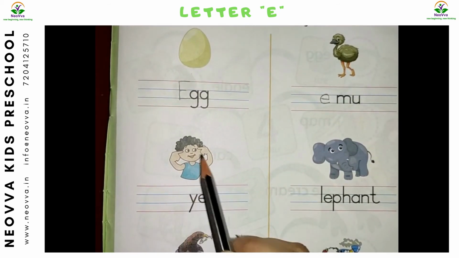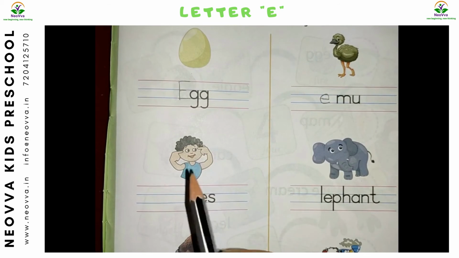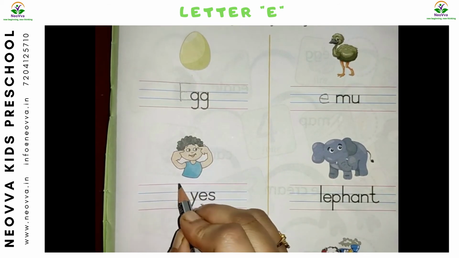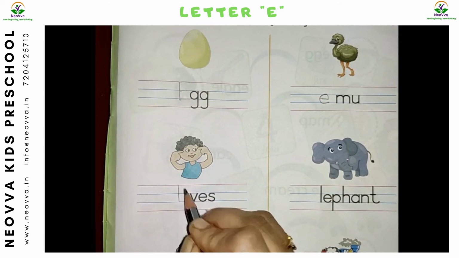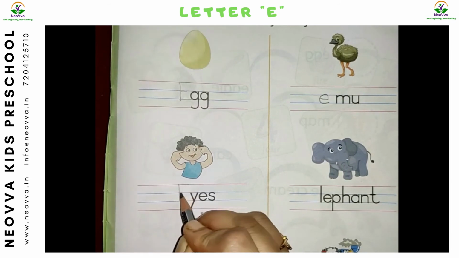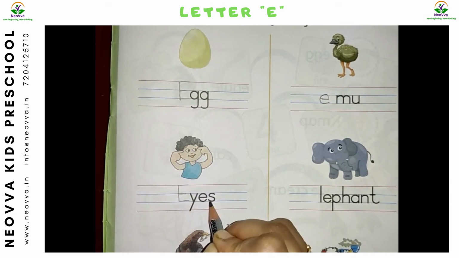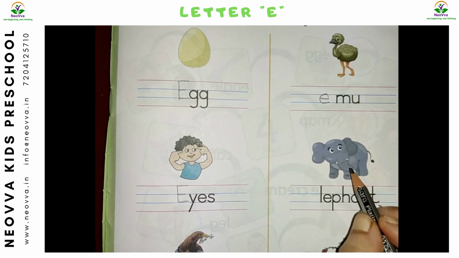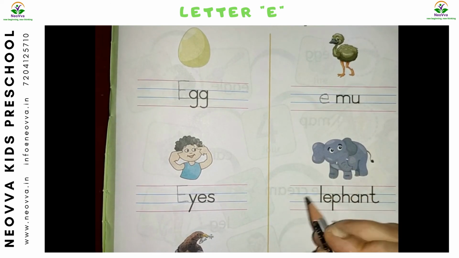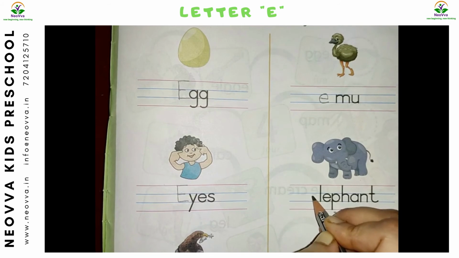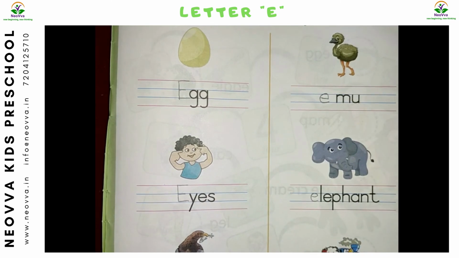The next picture is eyes. So the beginning letter is E, uppercase E. Let's write uppercase E here. Eyes. This is elephant. E. Lowercase e here. Elephant.